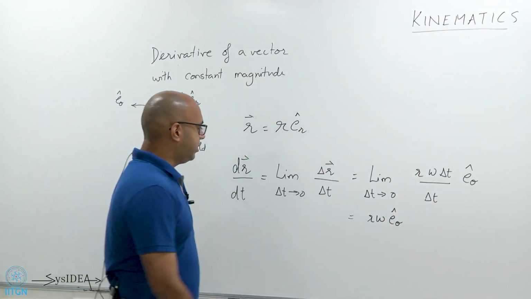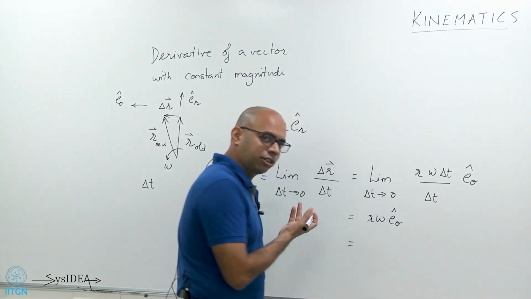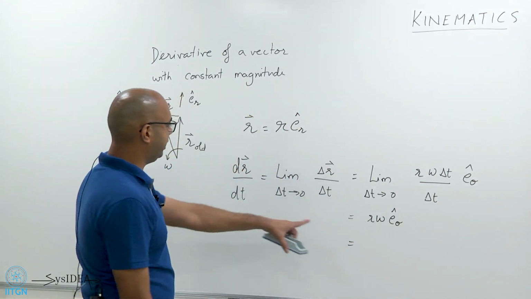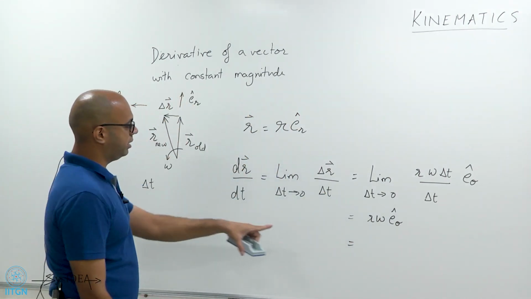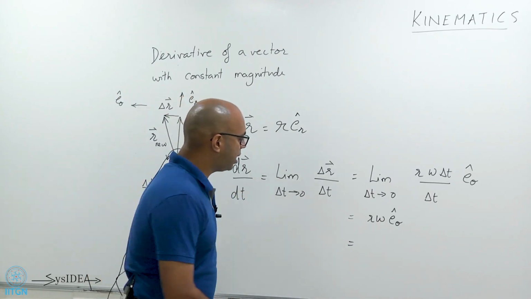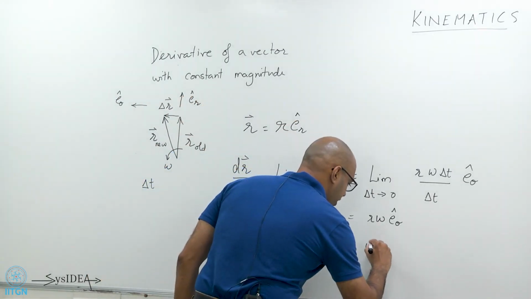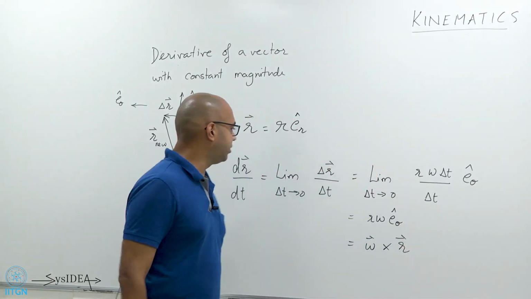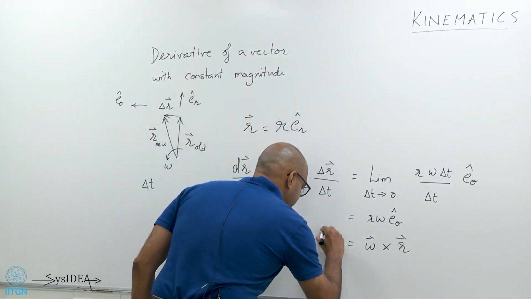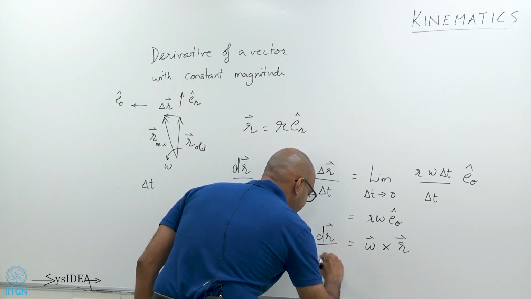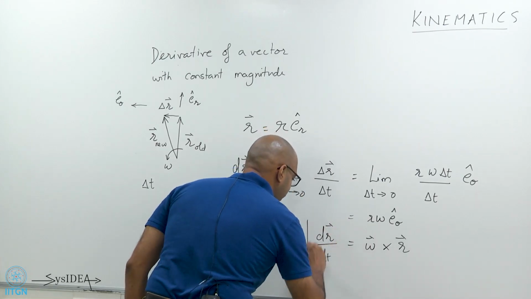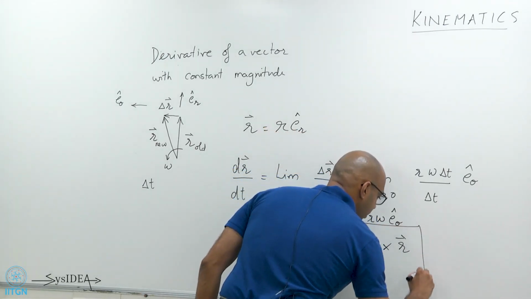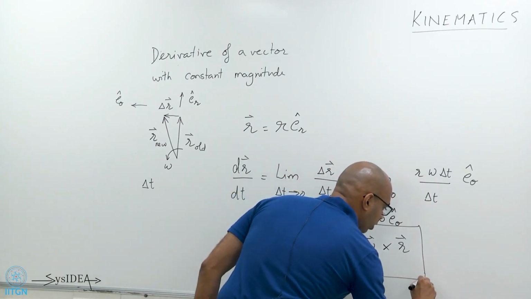As I said, this is a crude derivation, but more generally, you can now start to see this is nothing but a cross product of omega and r. Now, this is a fundamental expression that is used in all of kinematics.